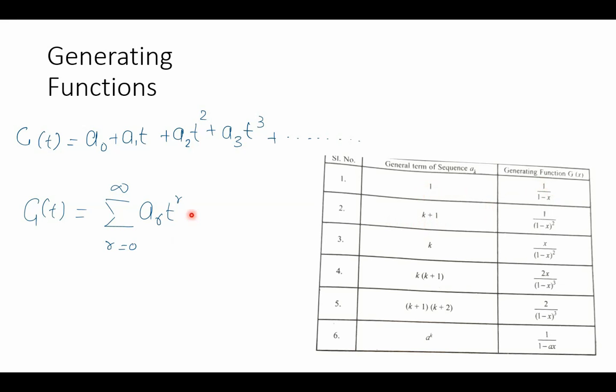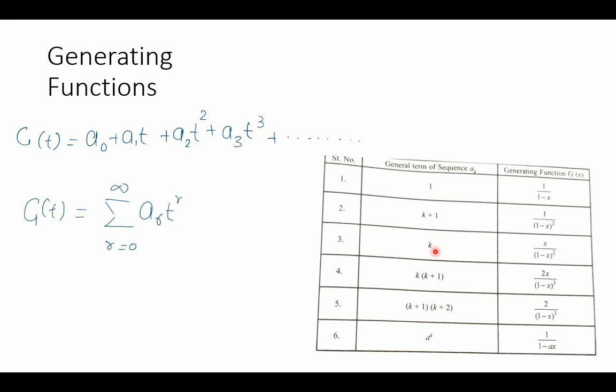Remember, the series actually starts from a0. We are starting the series from 0. So k plus 1 means the series is 1, 2, 3, 4, 5, 6 and so on, whereas k means the series is 0, 1, 2, 3, 4, 5, 6, 7 and so on. So this is a table of the most commonly used generating functions. We'll be using them as we go on solving recurrence relations using generating functions. This is the table we'll be referring to most commonly.